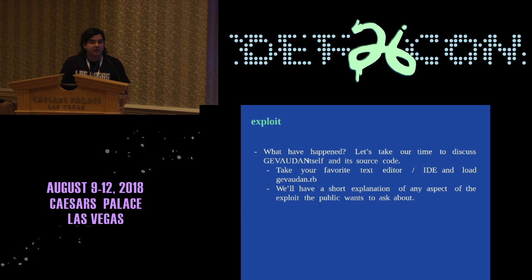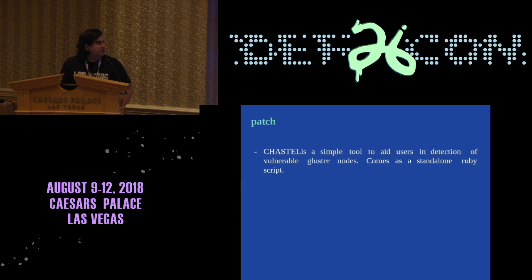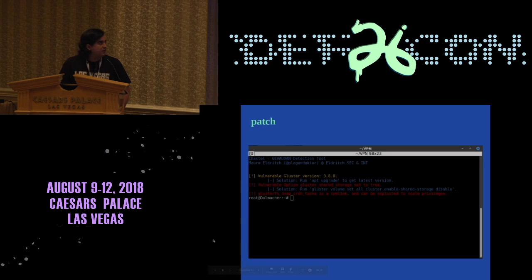You can load the exploit at any time, check line by line, see how it works, the Metasploit module too. It's not pushed into the Metasploit official repo. We'll take our time to explain this if anyone has any question. It's really simple, it's really easy going, so it doesn't have any complexity behind running with superuser. There's a little patch we made. It's Castle, another standalone Ruby script.